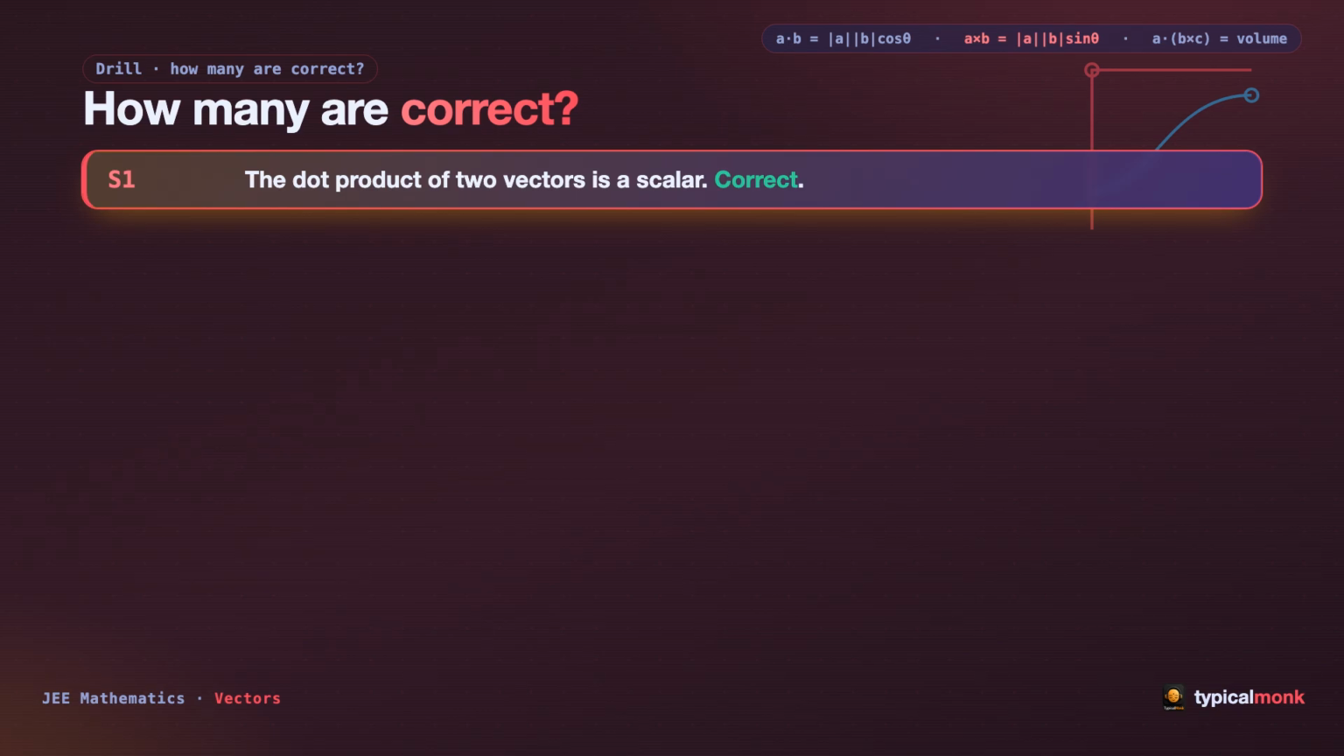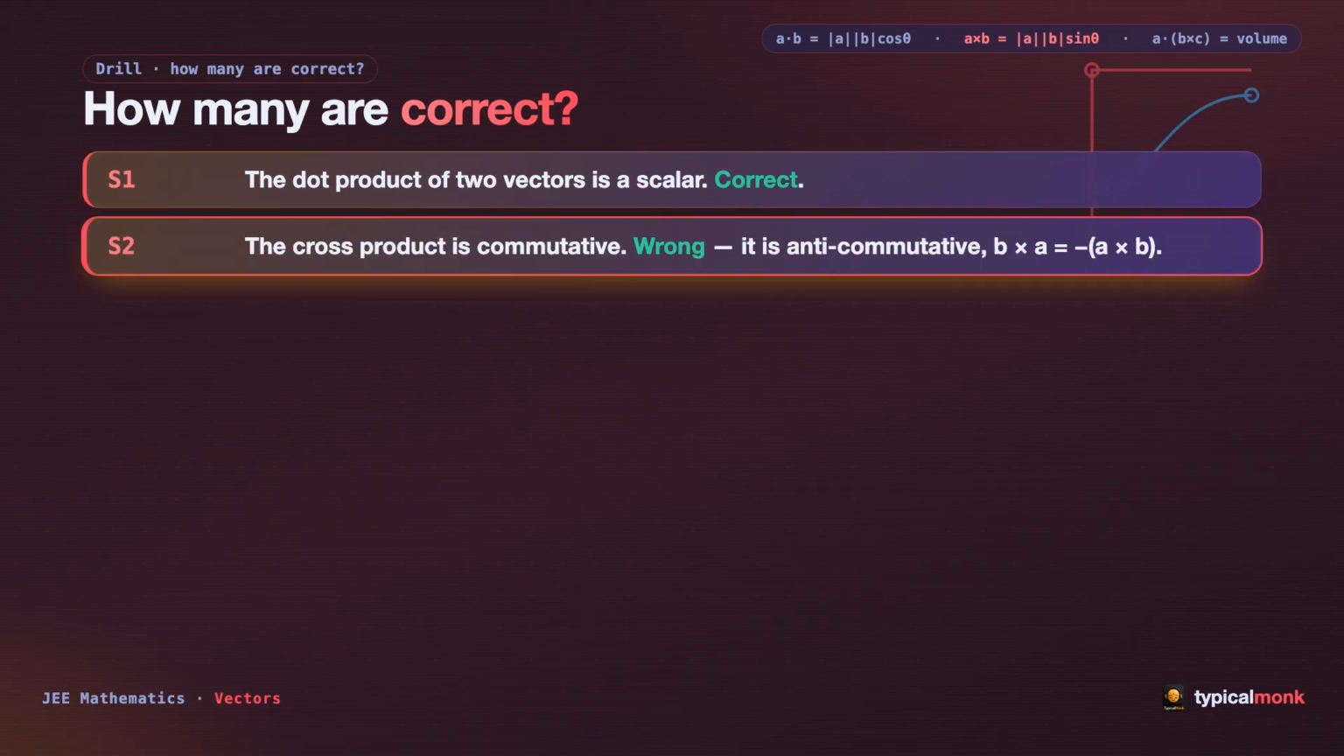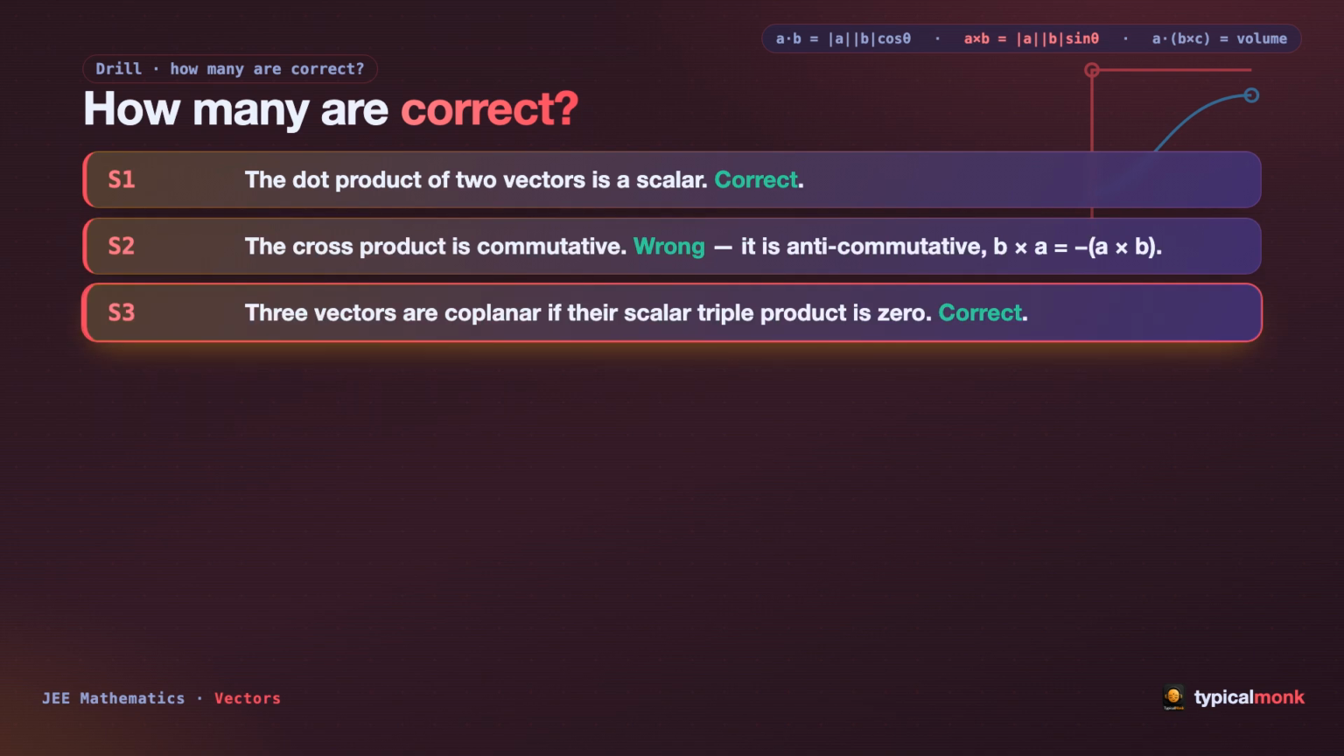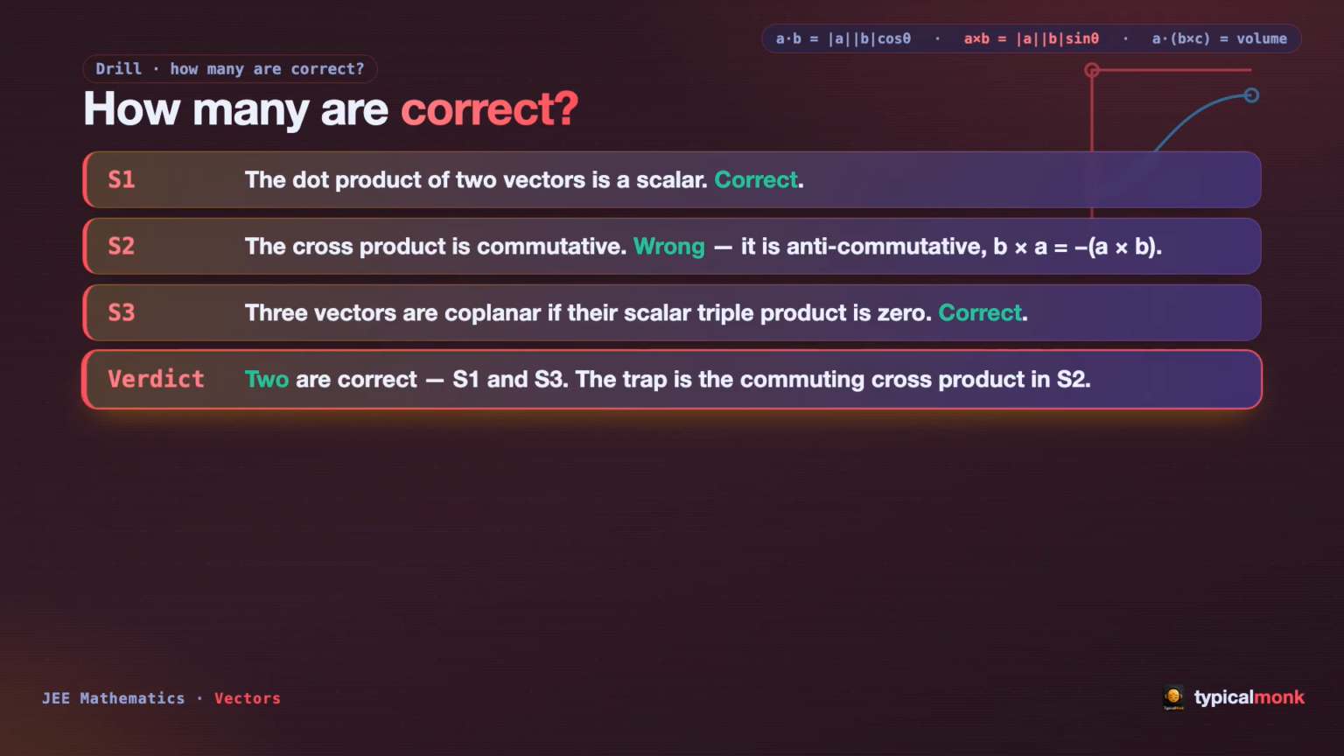Now, how many of these statements are correct? Statement 1. The dot product of two vectors is a scalar. Correct. Statement 2. The cross product is commutative. Wrong. It is anti-commutative. B cross A equals minus A cross B. Statement 3. Three vectors are coplanar if their scalar triple product is 0. Correct. So the answer is 2 are correct. Statements 1 and 3. The trap is the commuting cross product in statement 2.